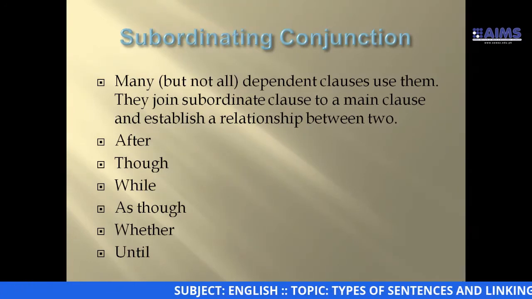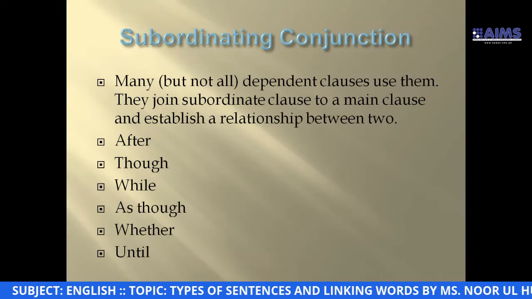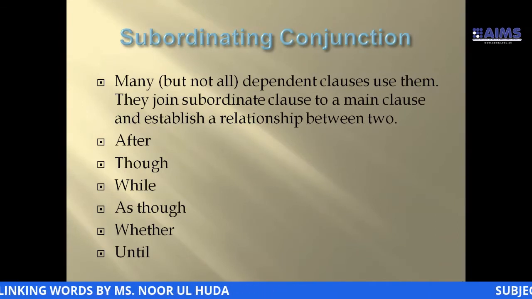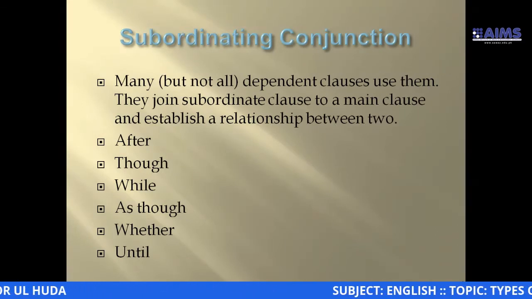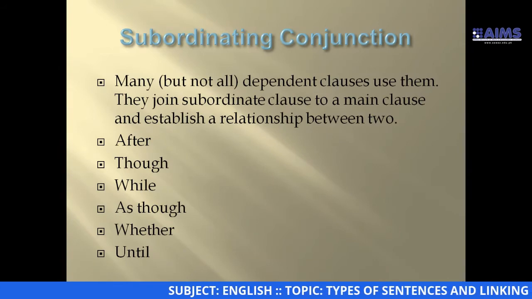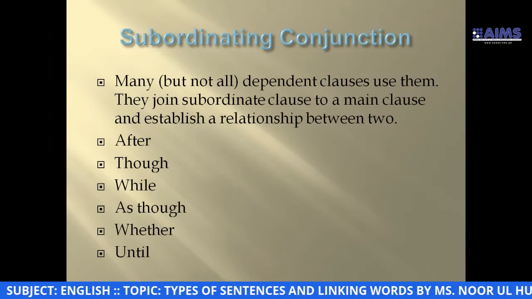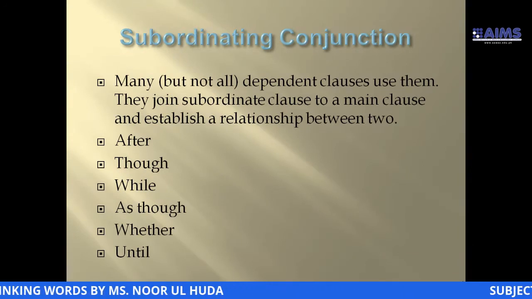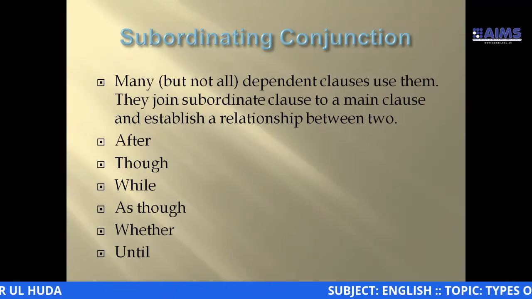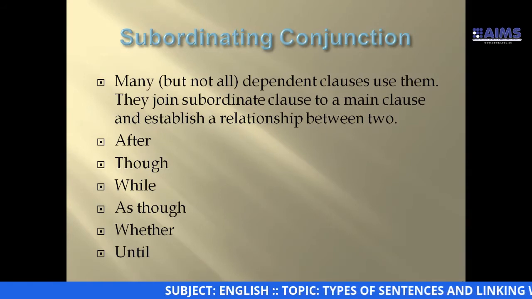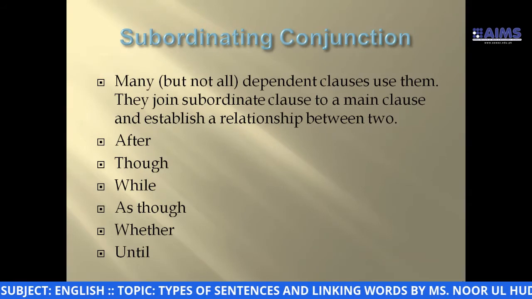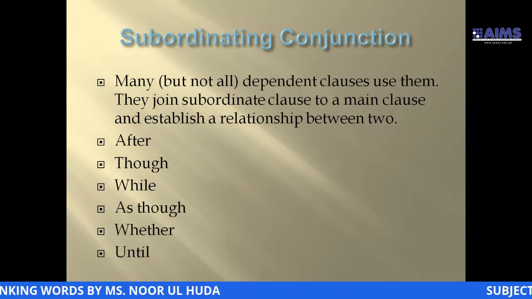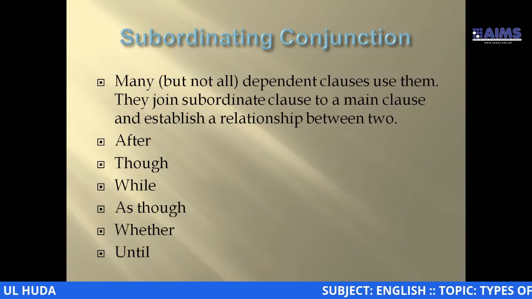Many but not all dependent clauses use them, meaning the subordinating conjunctions. Subordinating conjunctions are those conjunctions which make a clause a subordinate clause. Subordinate clauses are the same type of clause, which are called dependent clauses. Subordinating clause and dependent clause are the same thing. So we use subordinating conjunctions to make dependent clauses.